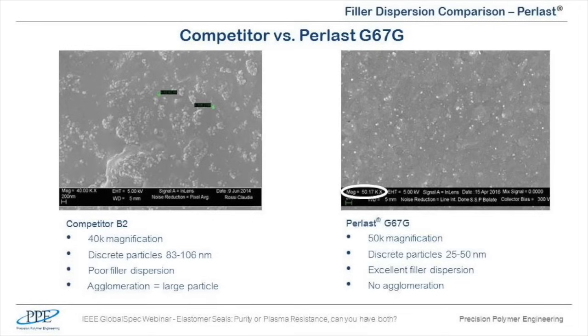The same applies to Perlast G67G. Again, comparing to the same competitor material, the dispersion is a lot better. Therefore, Perlast G67G provides better plasma resistance with a lot lower chance of contamination than the other material.